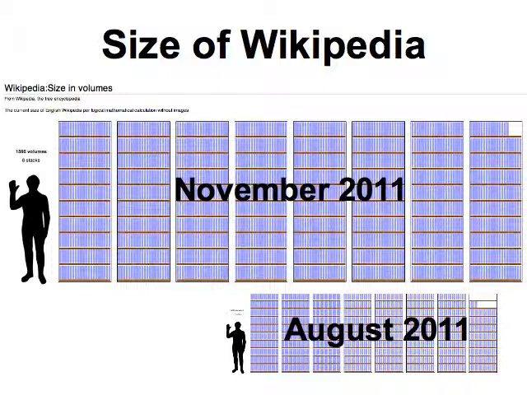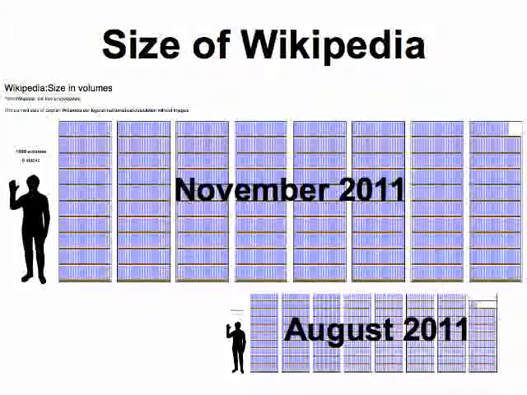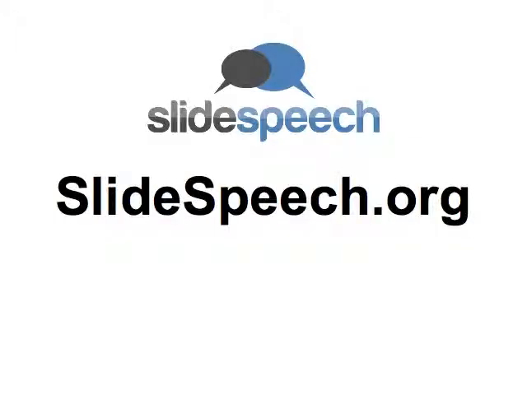For example, the English language version of Wikipedia is huge and growing. If printed, it would fill over 1,500 volumes. Sharing on this scale was achieved in 10 years. If teachers and students work together to build open education resources, we will reach Wikipedia levels of access and quality in even less time. Best of all, like Wikipedia, SlideSpeech software is free and open source. Visit the website and download a copy now.